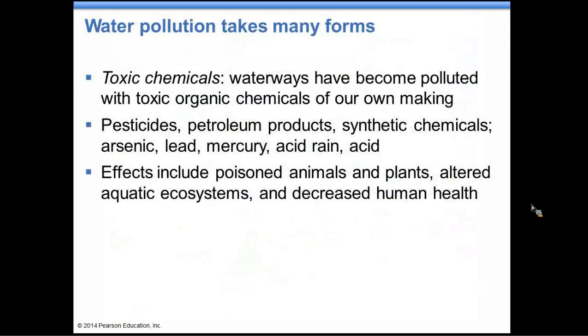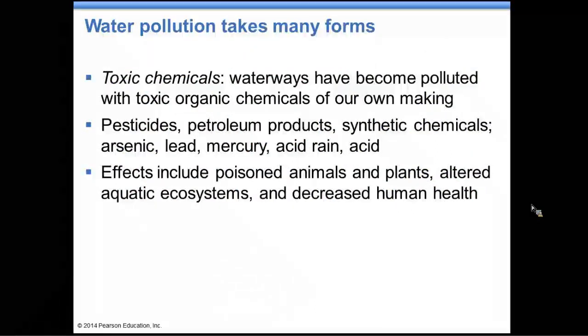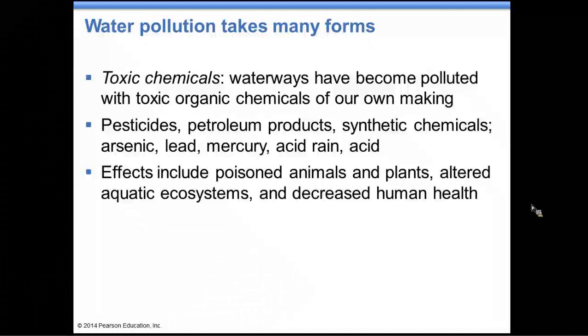So water pollution takes many forms. One of them is toxic chemicals. Our waterways have become polluted with toxic organic chemicals of our own making. A lot of this has to do with farming, the pesticides, petroleum products like water bottles, synthetic chemicals, another part of farming such as synthetic fertilizers, arsenic, lead, mercury, acid rain. These all find their ways into our waterways. Effects include poisoning animals and plants. It alters the ecosystems and decreases human health.